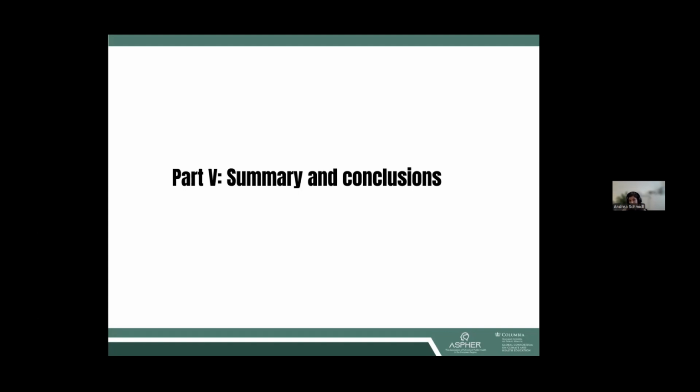Annual preparedness simulations. I can see proactive risk reduction. Very nice. Thank you so much. Now moving to the summary and the conclusions.